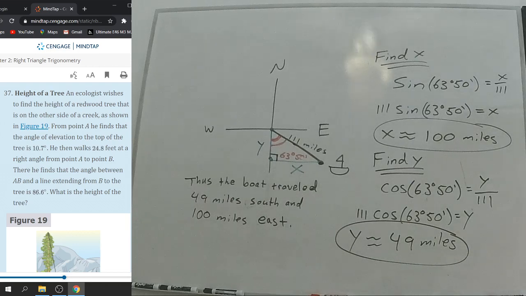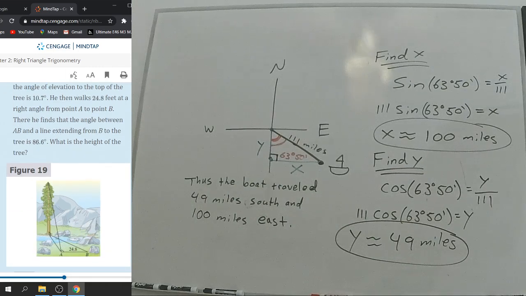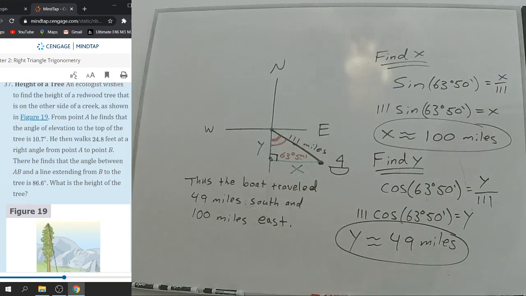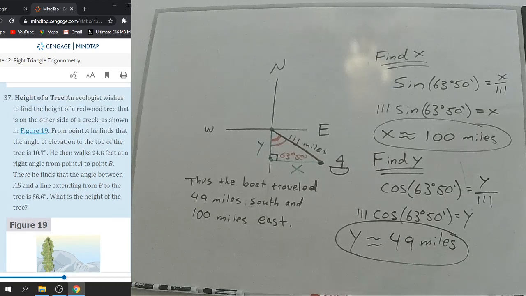So 37 does give you a diagram, but again, I'm going to redraw it. It talks about the height of a tree. You can see their diagram, very detailed as far as like, ooh, pretty picture. But it doesn't have a lot labeled on it. So I'm going to redraw a picture and I'm going to label stuff a little bit clearer to my eyes.